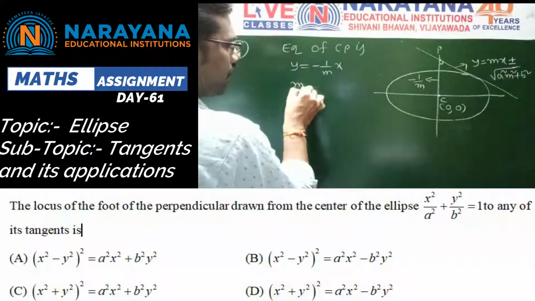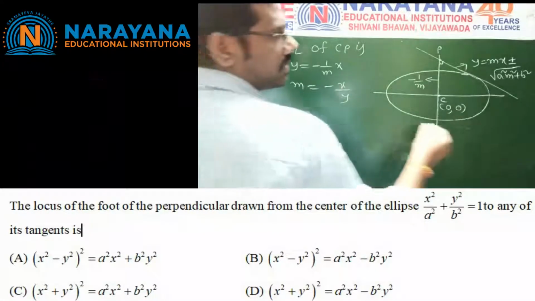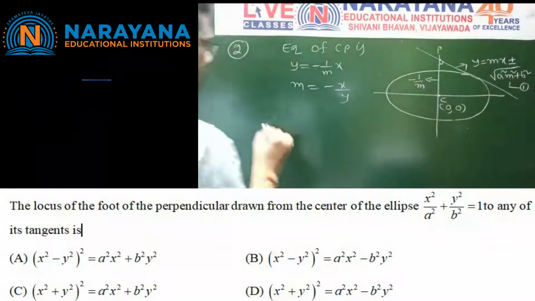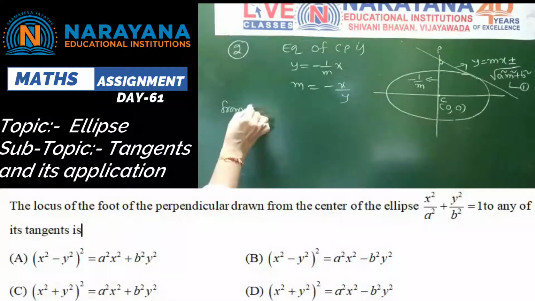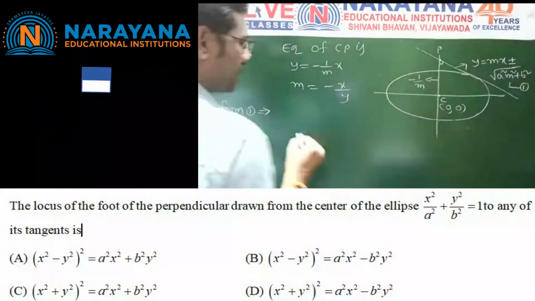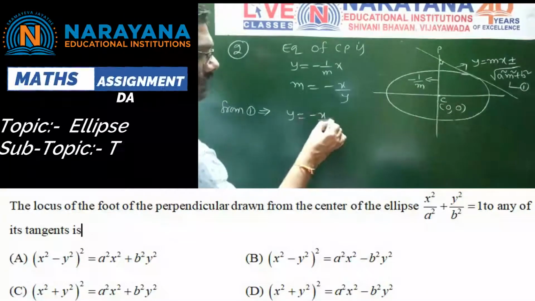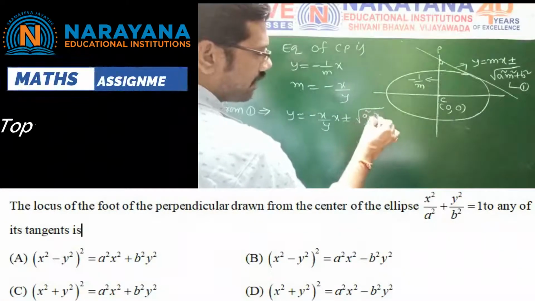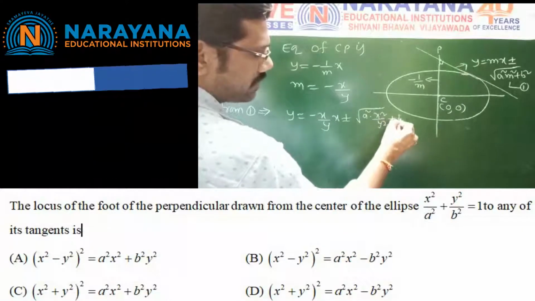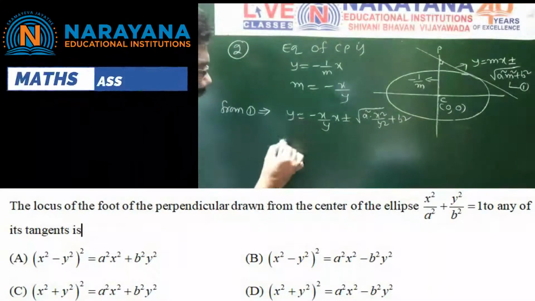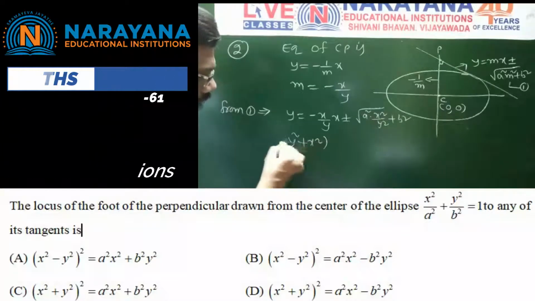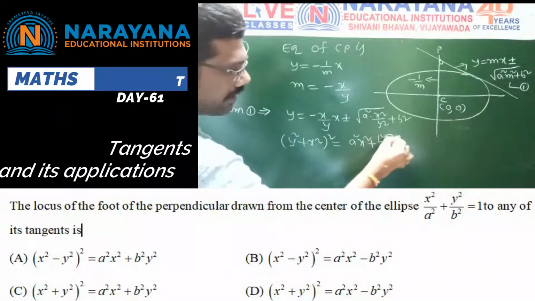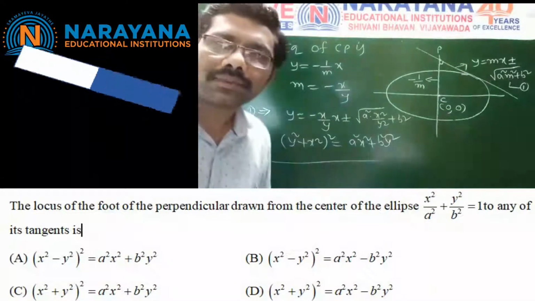Here m is equal to minus x by y, from equation 1. Substituting the m value in the tangent equation y is equal to mx plus or minus root of a square m square plus b square, we get y is equal to minus x by y into x plus or minus root of a square x square by y square plus b square. That gives y square plus x square whole square is equal to a square x square plus b square y square. This is the locus.